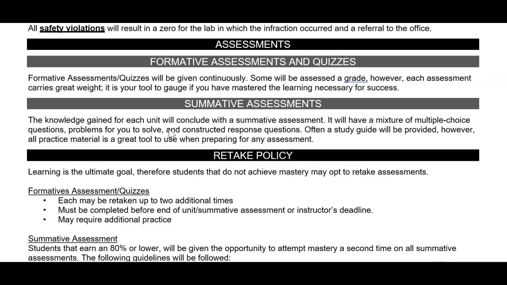Assessments. Assessments are formative assessments and quizzes. Sometimes I grade formative assessments and sometimes I don't. So if they're graded, they would go in this category. And then summative assessments are your big unit test.